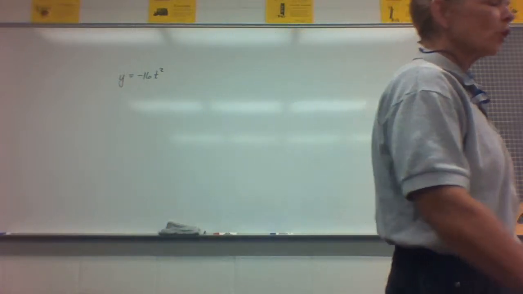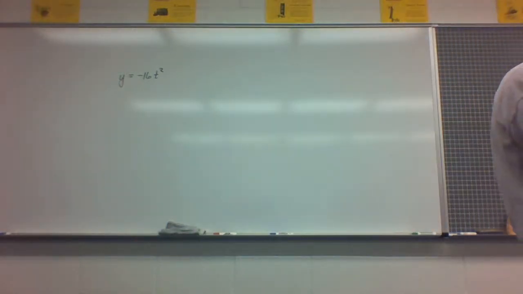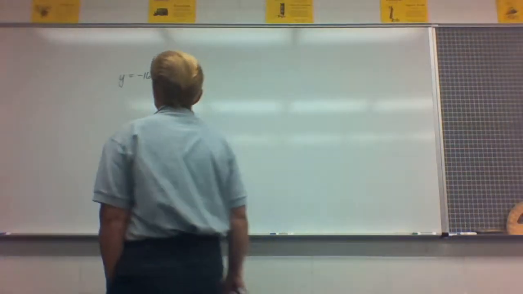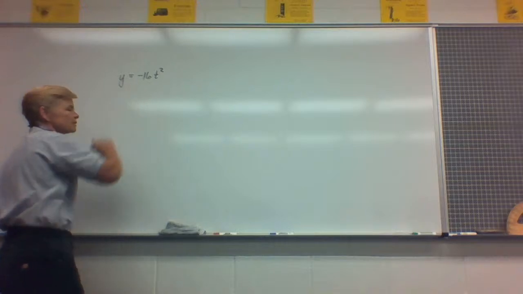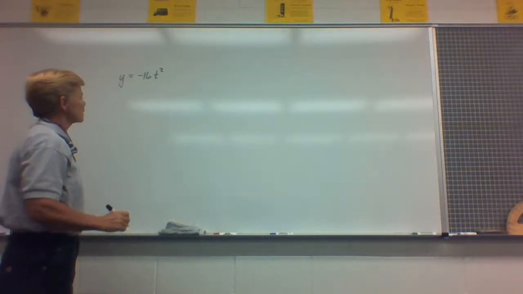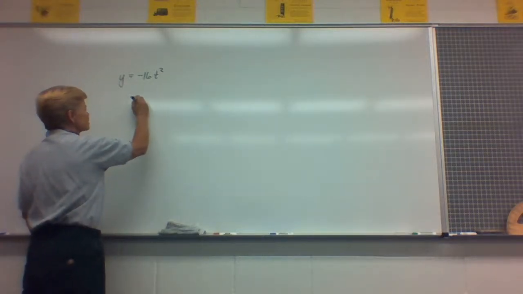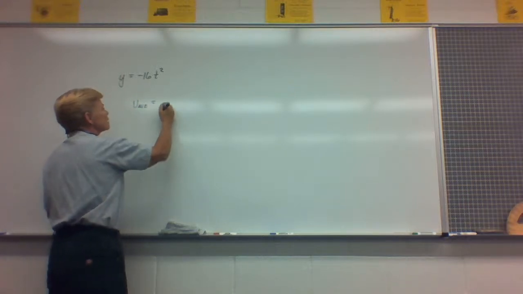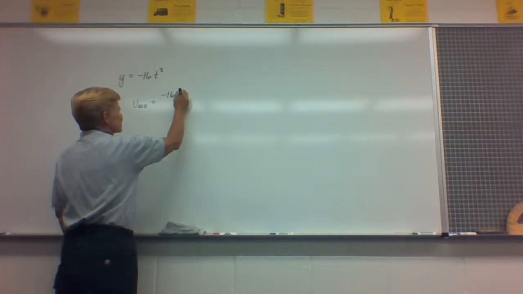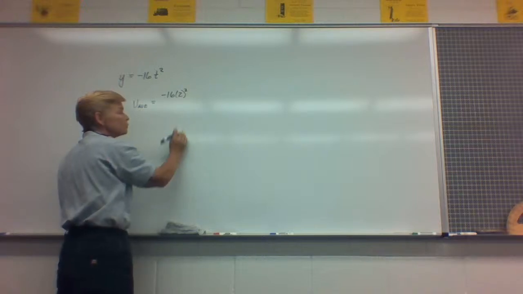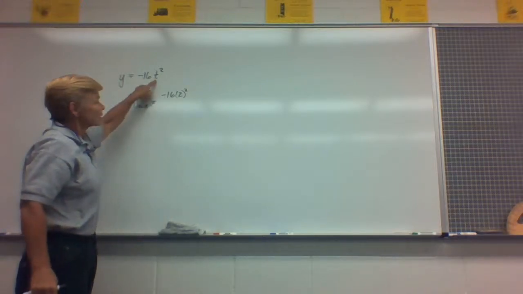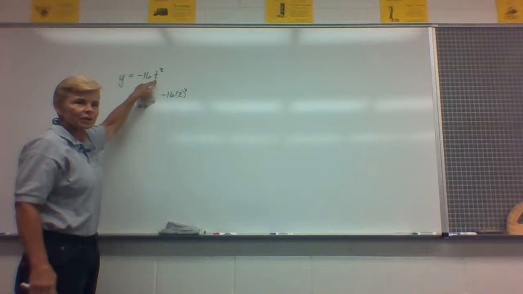Okay, so notice in example 1, they provide that in the solution part of the example, and then it says to find the average velocity. If this right here is distance, then average velocity, based on what we just learned, should be negative 16 times 2 squared. Why 2? Because we're going from 0 to 2 seconds, right?